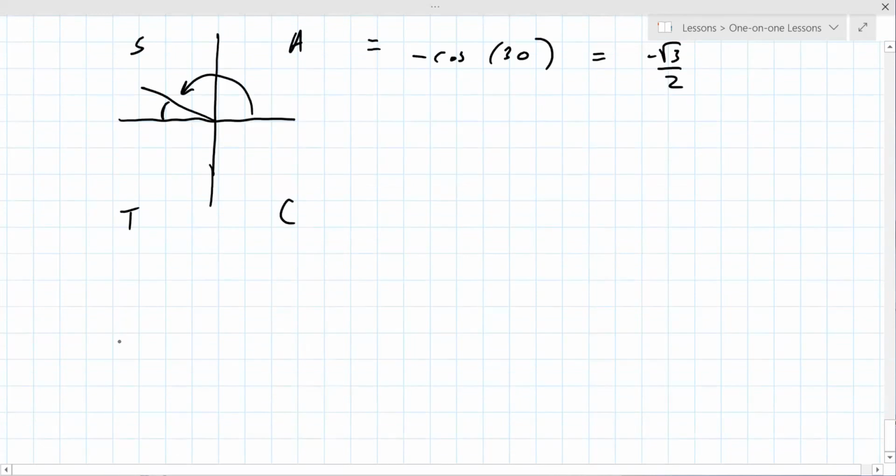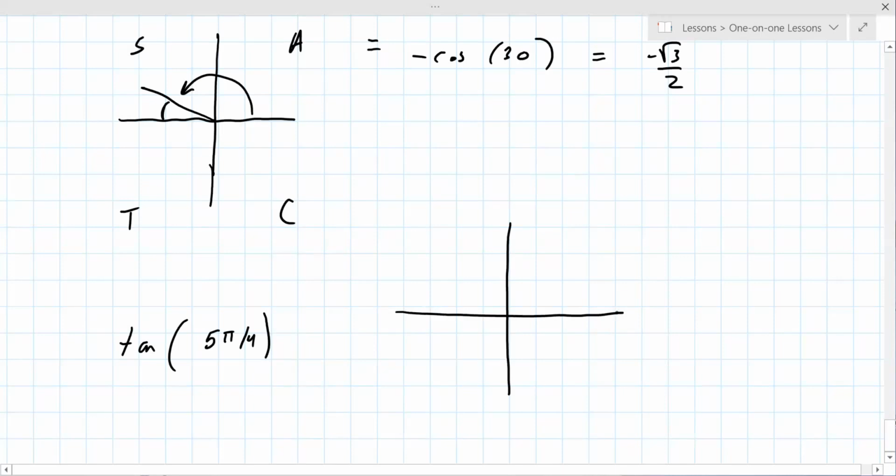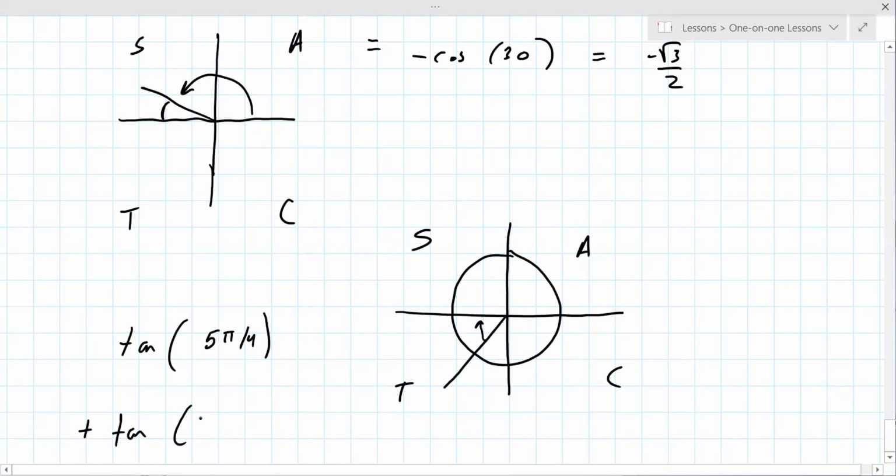That's kind of a nice one. Really, I could ask you for the tangent of, let's see, 5 pi over 4. You would need to know where that angle is, and then you'd want to know the reference angle. What's the reference angle? It is 45 degrees. So it's All Students Take Calculus, ASTC. So is tangent positive or negative here? Positive. So it's positive tangent pi over 4.